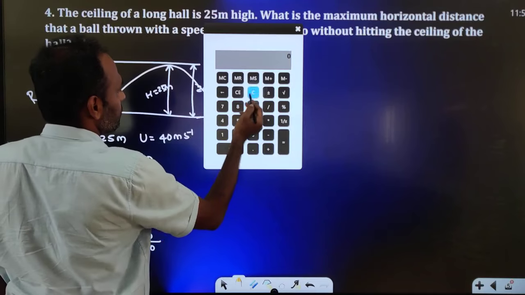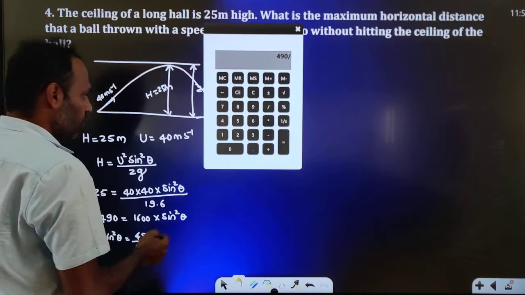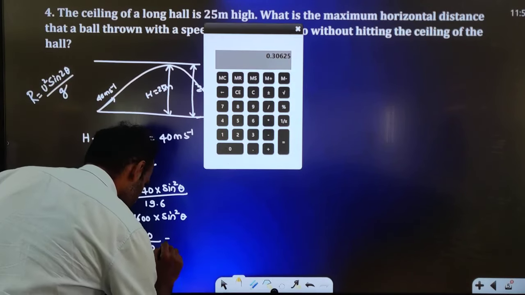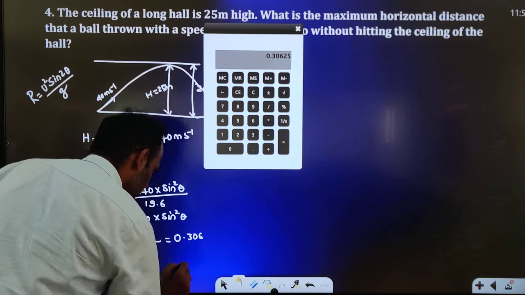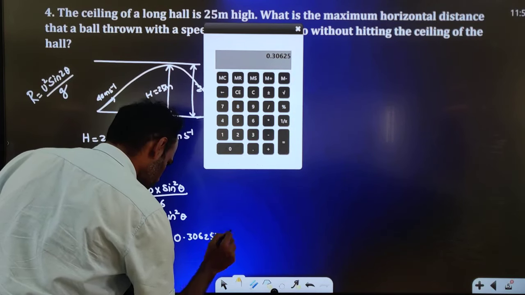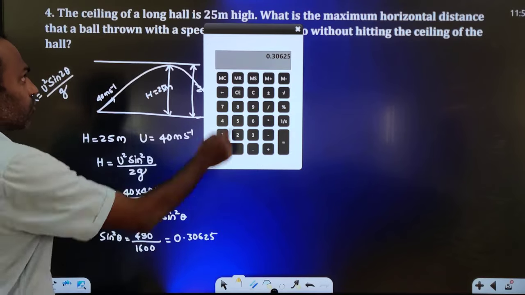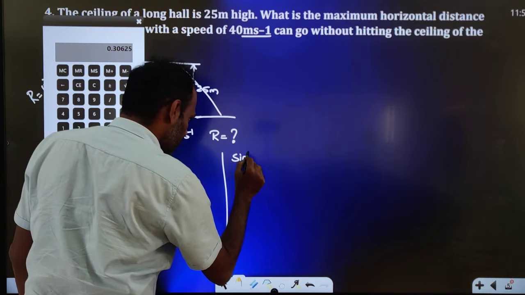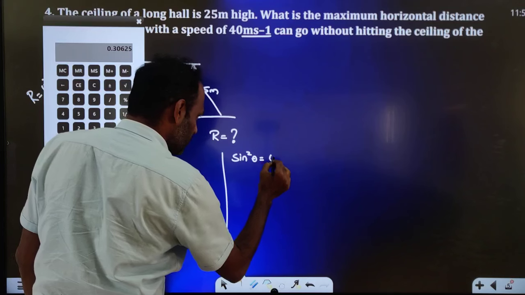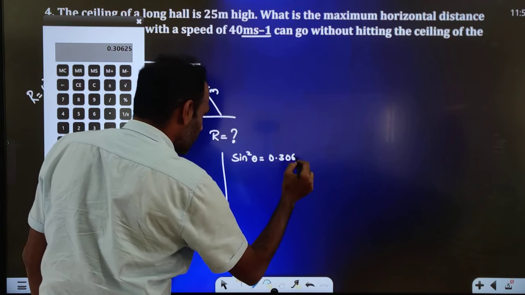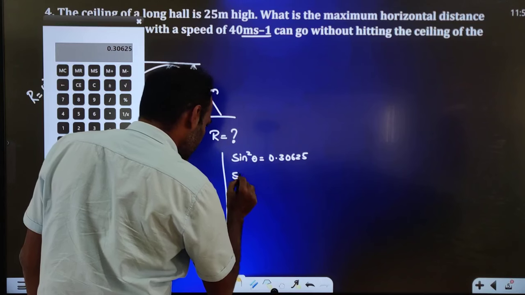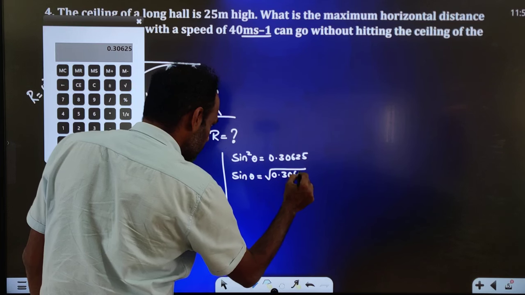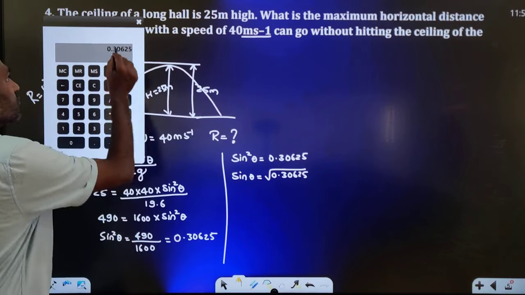So let us divide this. 490 divided by 1600 is 0.30625. This gives us sin square theta, but we needed theta. So now look, sin square theta is equal to 0.30625, we'll take it as sin theta. Sin theta is equal to root of 0.30625, right? So we need the root of this.